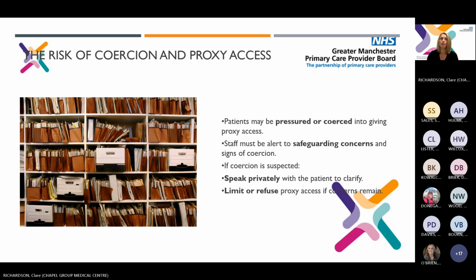If you feel that they are being coerced, you can refuse the access until you establish the true position with the patient. Or if you still suspect that they're being coerced, then just decline it, or you can limit it. So you don't have to give full access. It could be that the patient's granted full access, but you're only going to grant prescriptions or appointments, or just one or the other. Or if you are going to give access to the whole of the records, again, you can limit what you give in EMIS, but we'll come on to that.